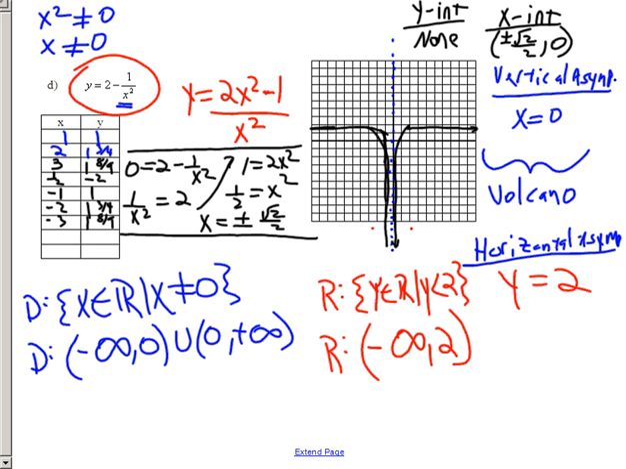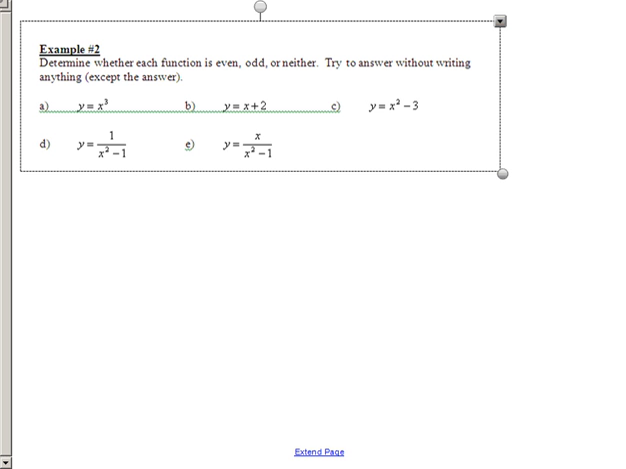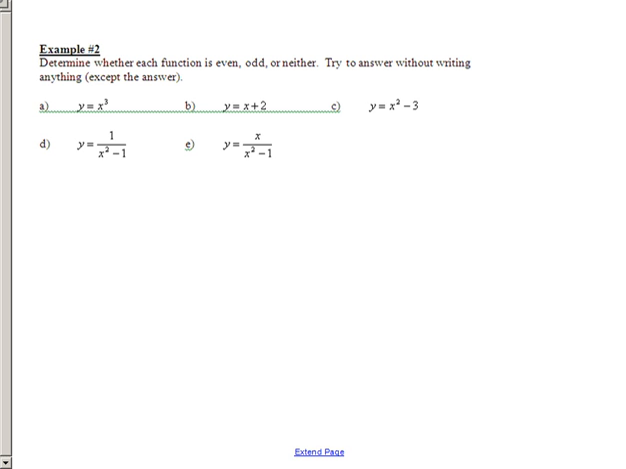Let's wrap up with a last example or two here. I guess a few more. Here's this one. Determine whether each function is even or odd or neither. Try to answer without writing anything except the answer. Here's how this is going to work. If it's polynomial, the nice part is if all of the terms are even or all of the terms are odd, then it'll be an odd or even function.